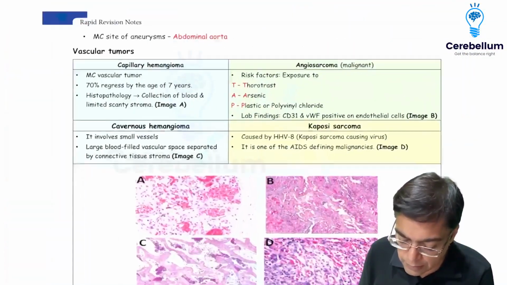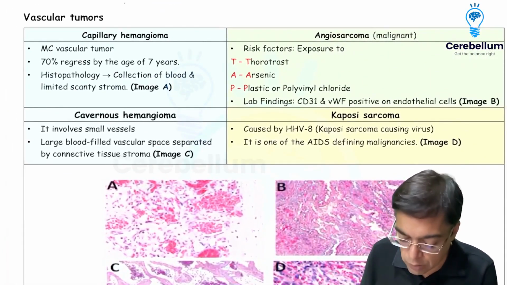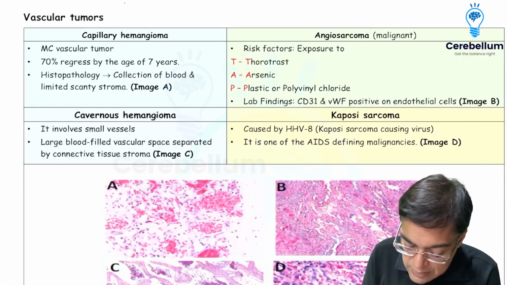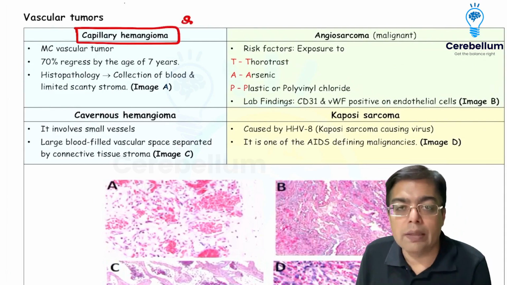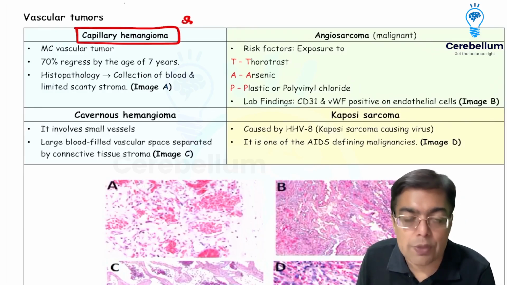Let us not forget one or two words about the tumors over here. One of the commonest tumors in the vessels is capillary hemangioma, which is a very common vascular tumor. And the good point about this kind of tumor is that it regresses as the age of the baby increases. So there is a 70% chance of regression by 7 years of age.